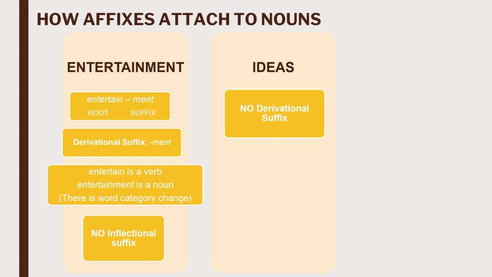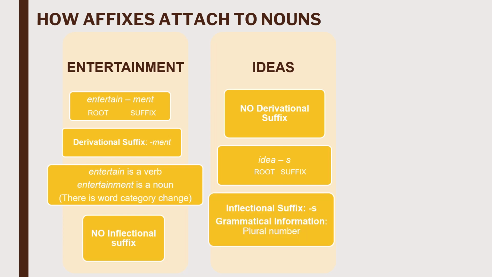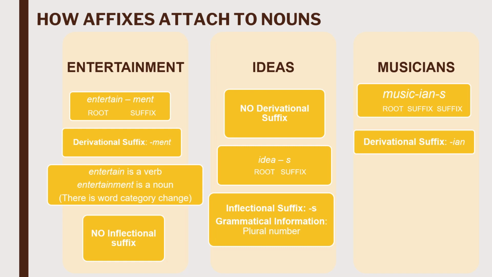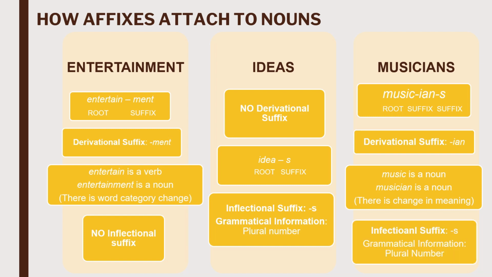In the case of ideas, there are no derivational suffixes. Idea is the root in this word, and s is the suffix. So this is an inflectional suffix that carries grammatical information about plural number. In the word musicians, we can identify the root music, the suffix ian, and another suffix s. Then we can say that ian is a derivational suffix and we have the noun music and the word musician is another noun. That is to say, there is change in the meaning of this noun. Then the suffix s is an inflectional suffix that carries grammatical information about plural number.